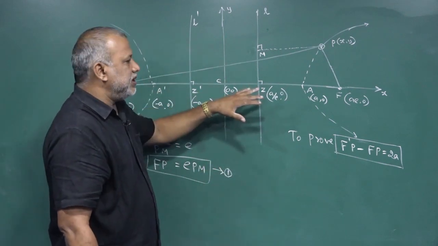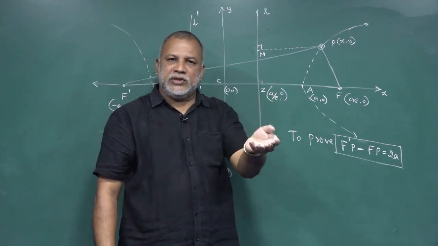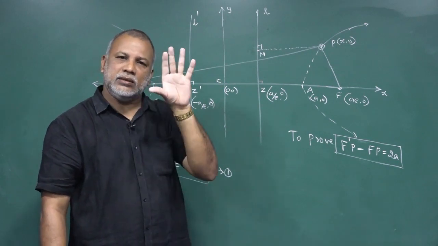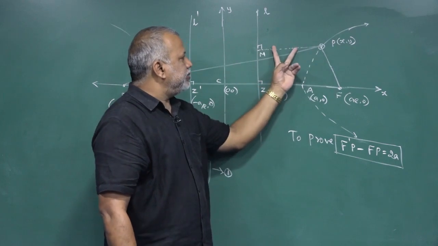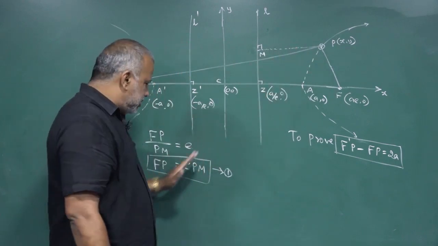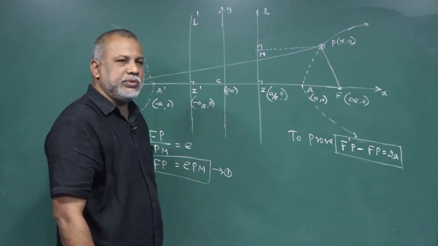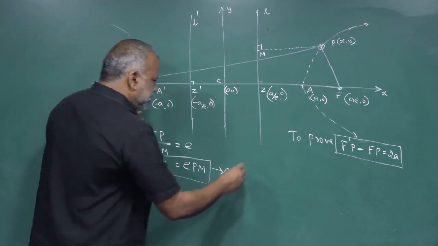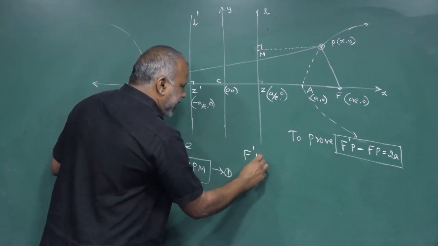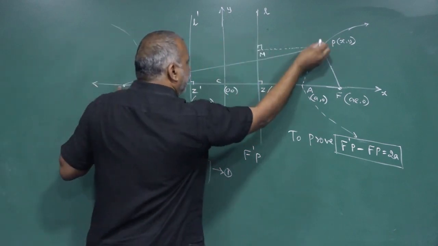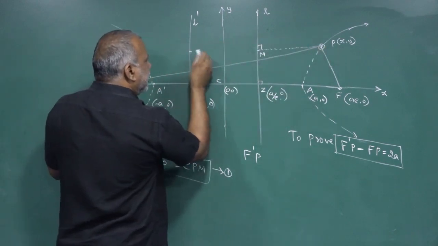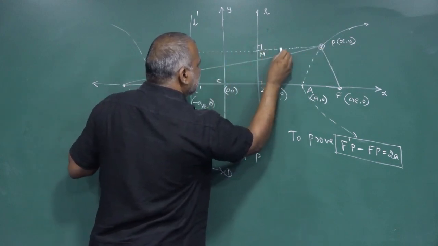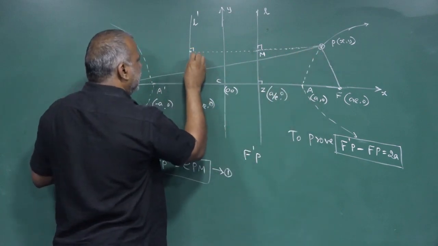By the basic definition of the conic, F is the focus, L is the directrix, P is any moving point. Then from the definition, FP by PM equals the eccentricity e. Just cross multiply, and we get FP equals e times PM. In the same way, we have one more focus. Just change this one: F dash P, from P to M dash. Take the point M dash, PM dash. This is called M dash.